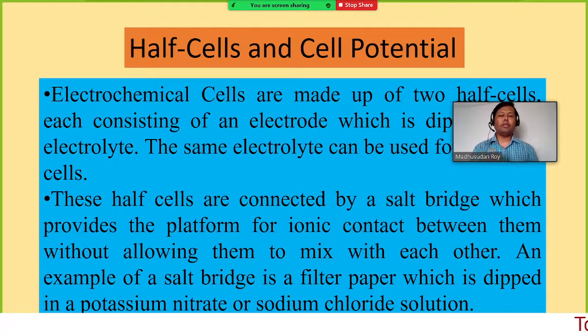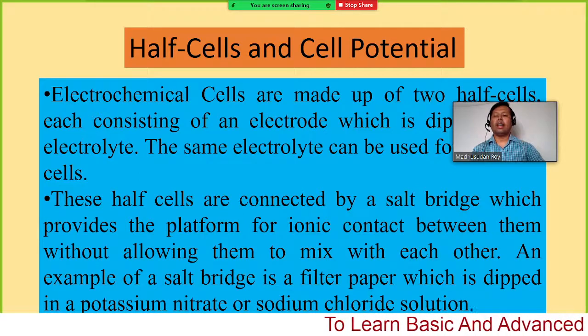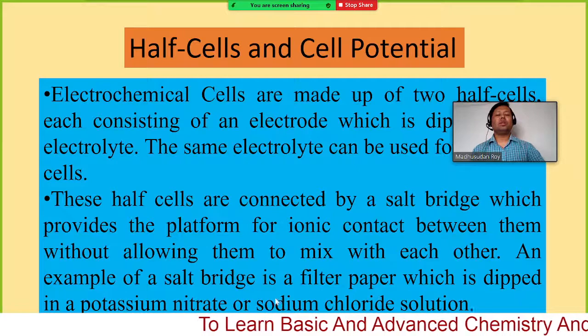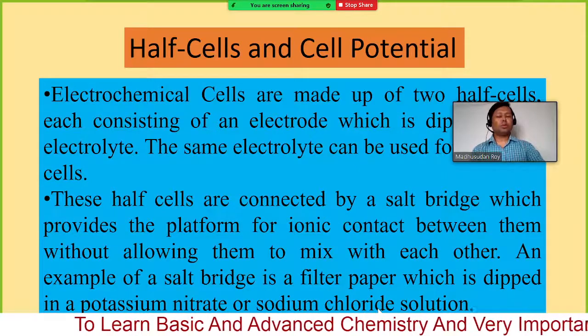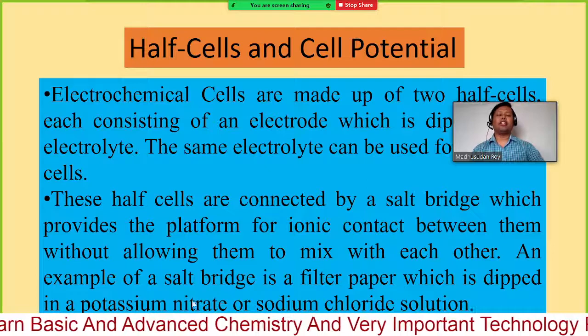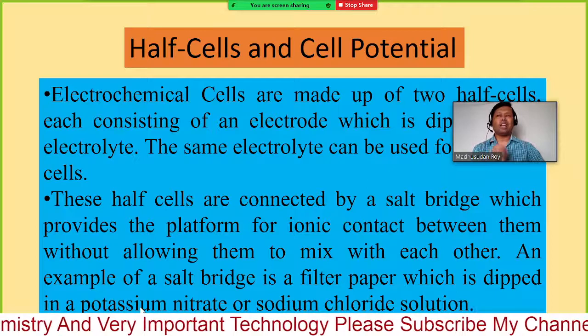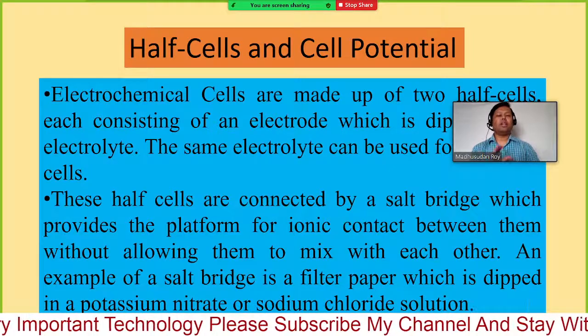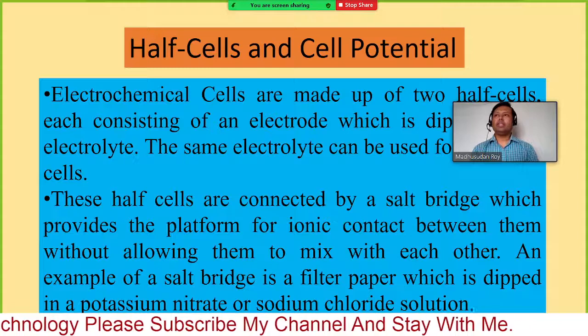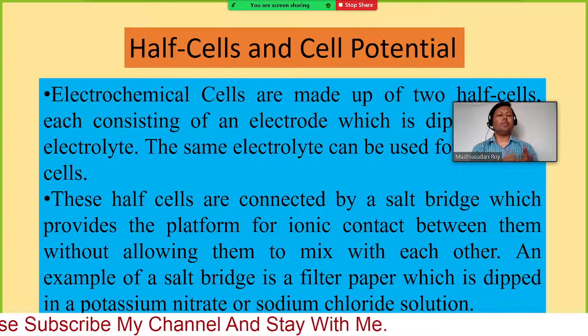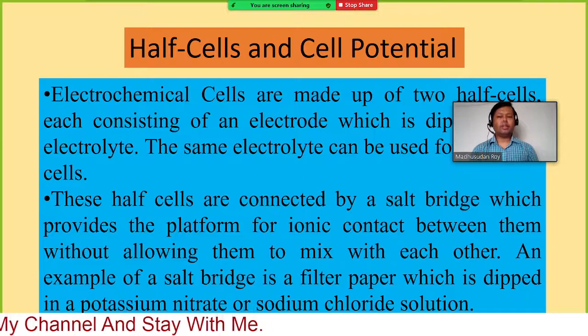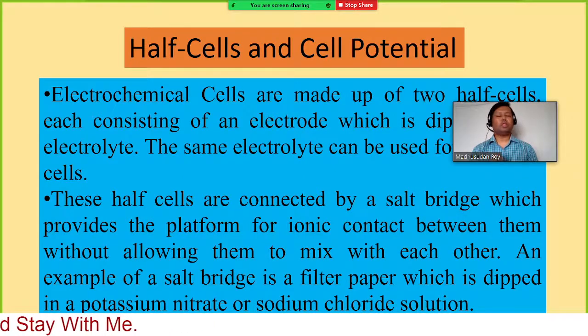if you dip it into some ionic solution, such as potassium nitrate, which is an ionic compound, or sodium chloride, which is also an ionic compound, then when you dip the cellulose or filter paper into a solution of an ionic compound, you have a lot of ions inside the cellulose, therefore it can easily help to transfer ions. So by this way we can prepare a salt bridge.